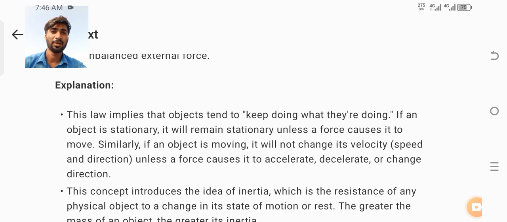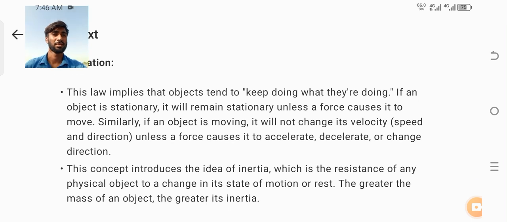Here is the explanation of the first law. This law implies that objects tend to keep doing what they are doing. If an object is stationary, it will remain stationary unless a force causes it to move. Similarly, if an object is moving, it will not change its velocity, speed, and direction unless a force causes it to accelerate, decelerate, or change direction.